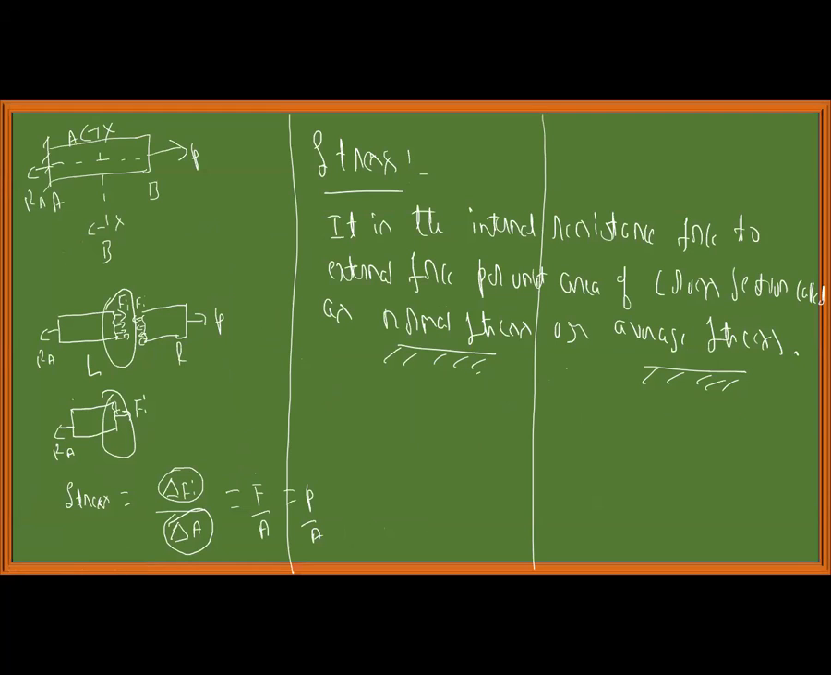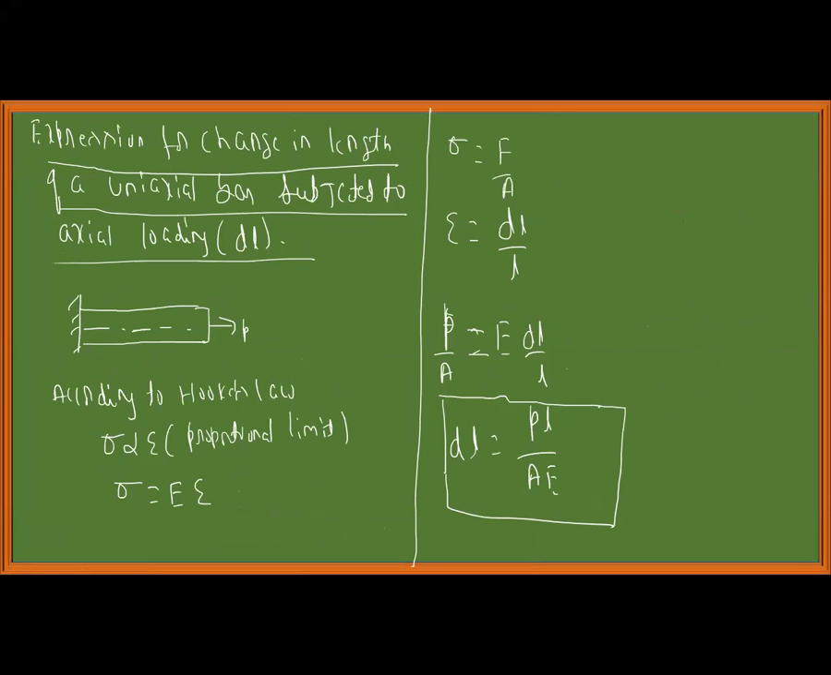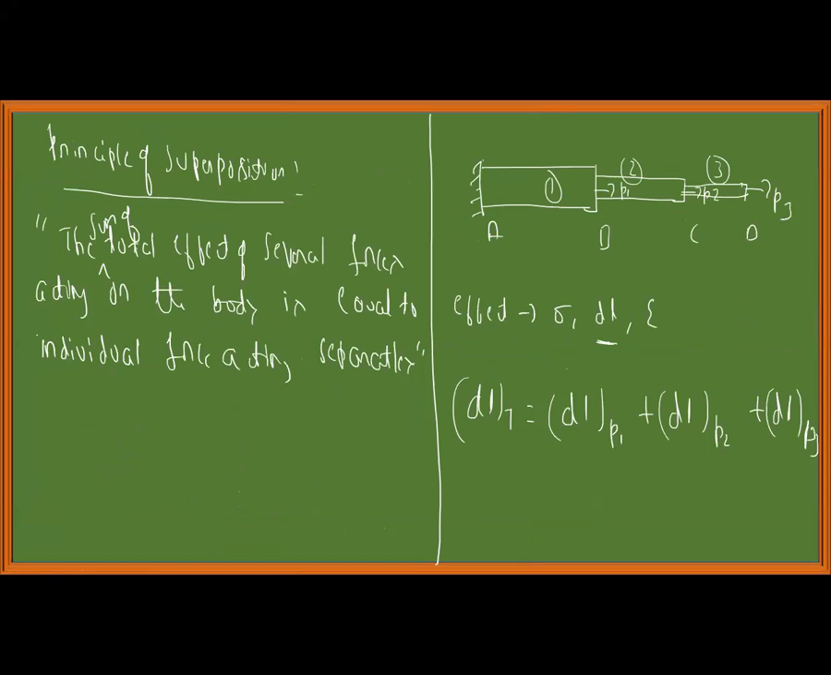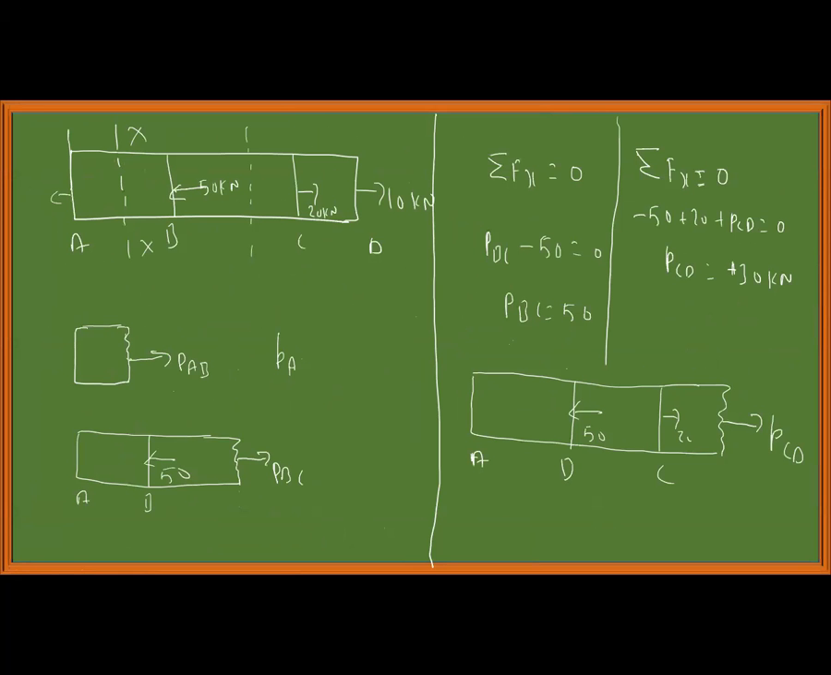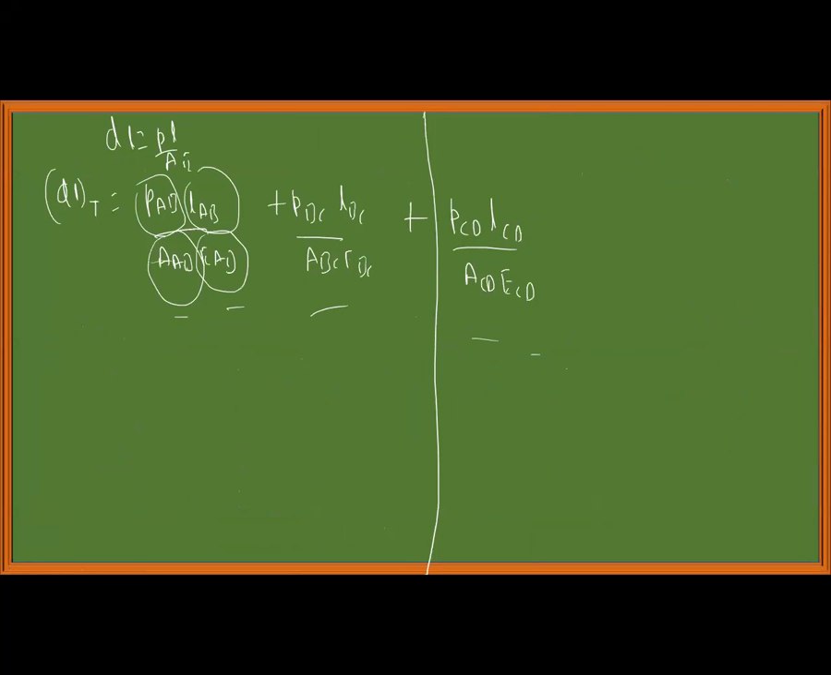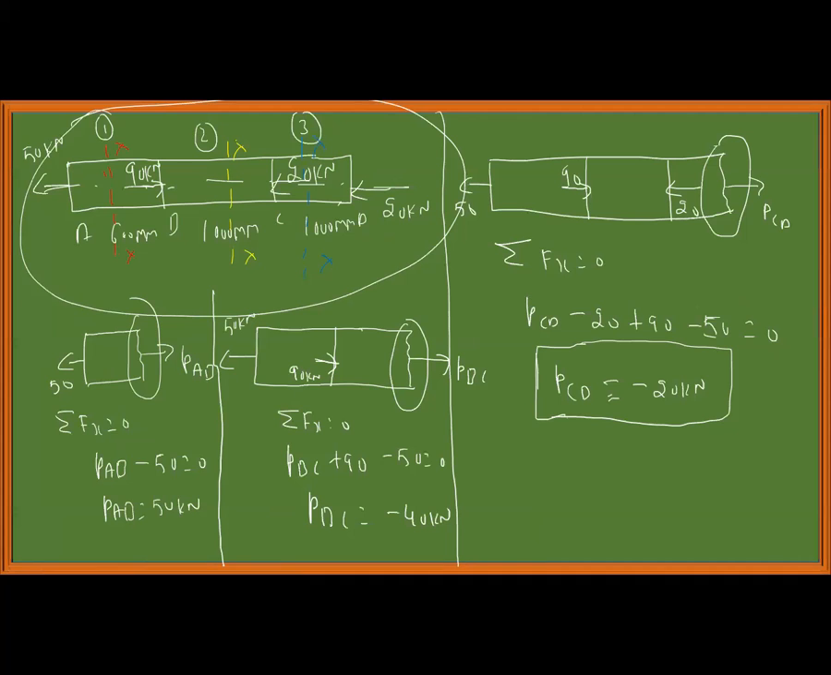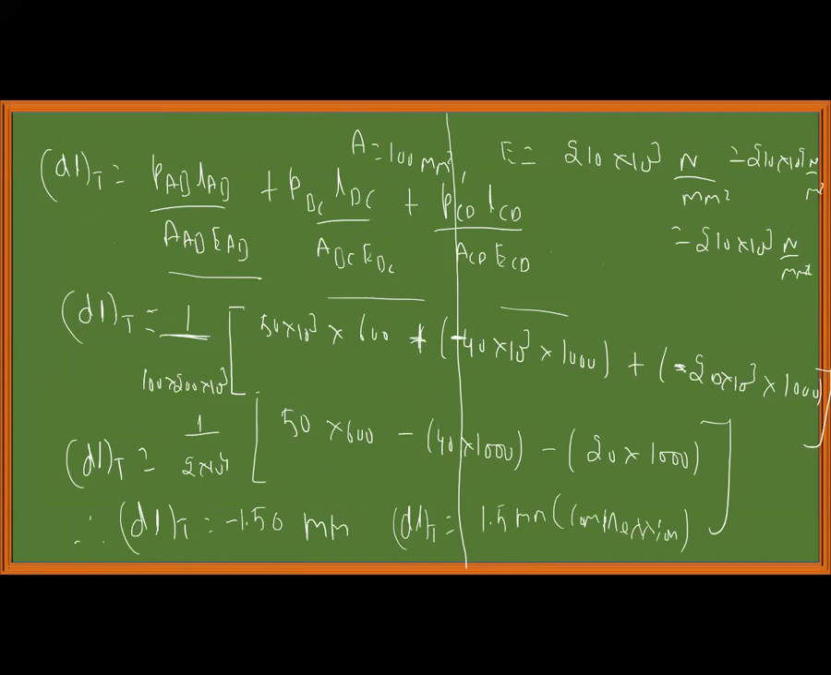In the last class, we discussed stress: what is meant by normal stress and average stress, and we obtained the expression for change in length, that is, deformation. We discussed the principle of superposition and solved a problem. Let's solve this problem. We will go ahead and look into a few more varieties of problems.